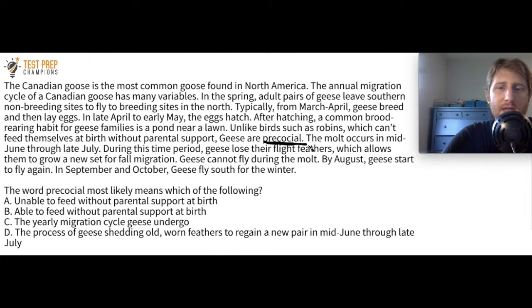But anyway, the sentence here says, unlike birds such as robins, which can't feed themselves at birth without parental support, geese are precocial. So basically, if robins can't feed without parental support at birth, but geese are different from the robins in that sense, we would assume that the geese are able to feed without parental support at birth. So we would conclude that B is the correct answer here.